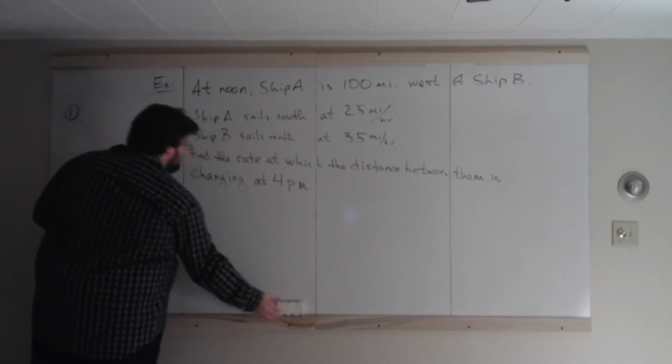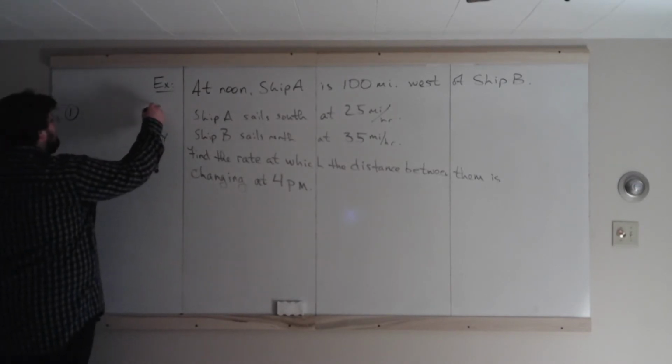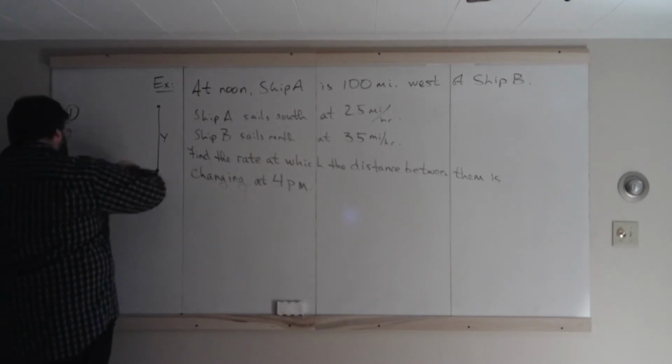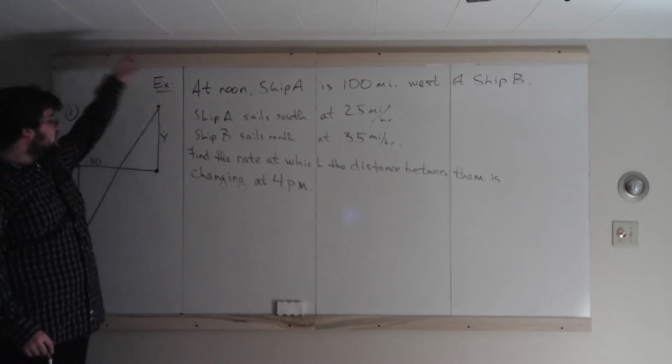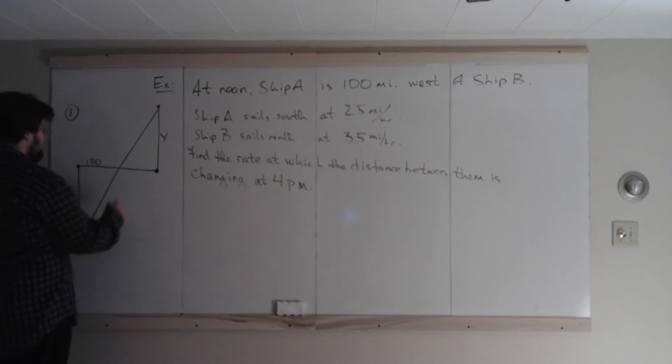Find the rate at which the distance between them is changing at 4 p.m. Well, at 4 p.m., ship A is somewhere down here. At 4 p.m., ship B is somewhere up there. So the distance between them is given by that line. That line is changing as time is changing. Ship A is going down, ship B is going up, so that line is getting longer as time is changing. We've already used X and Y, so let's call that other line Z.